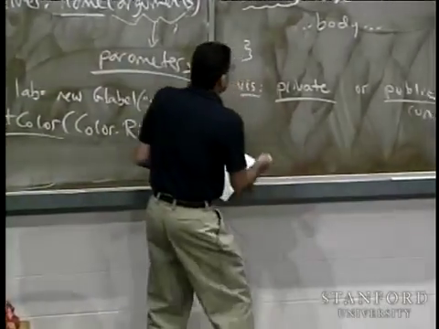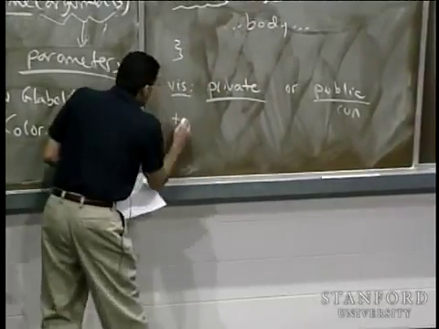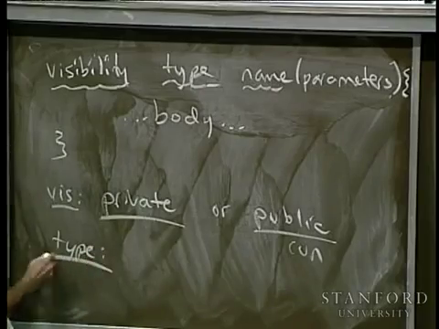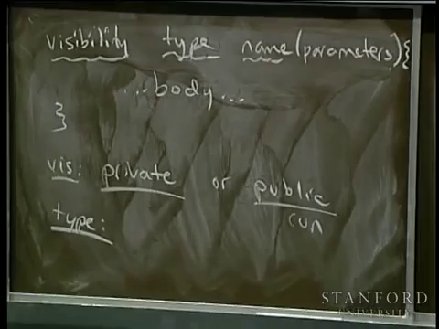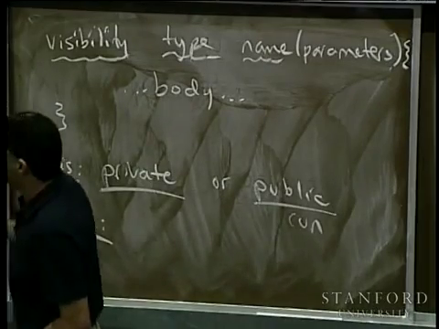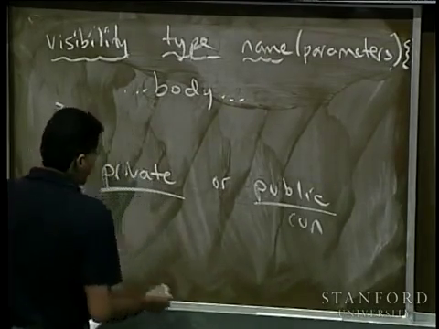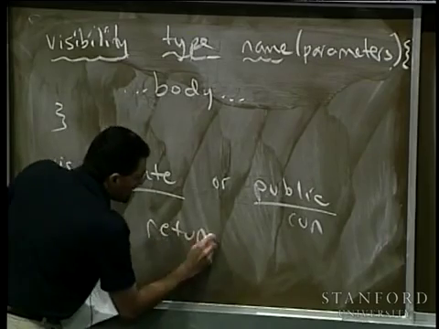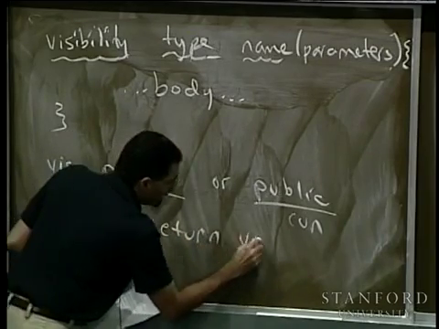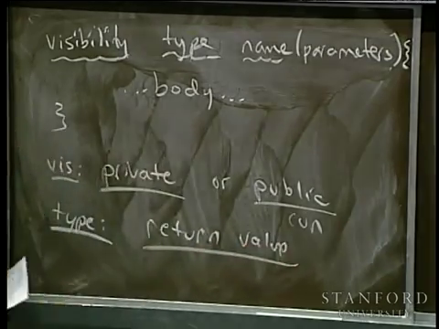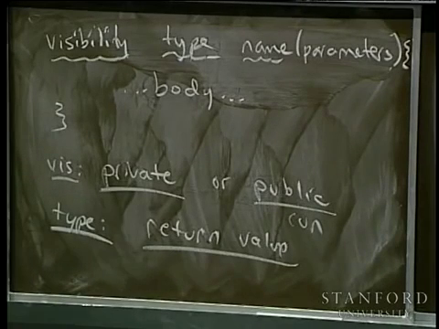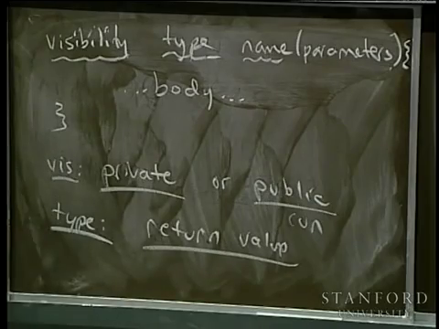Okay? The other thing you want to think about is the type. The type here is specifying what gets returned by this method. Remember we talked about some methods that give you back something. It is the type of the return value. If I have some function that computes the sine of something and you give me a double and it gives you back a double, its return type is double.